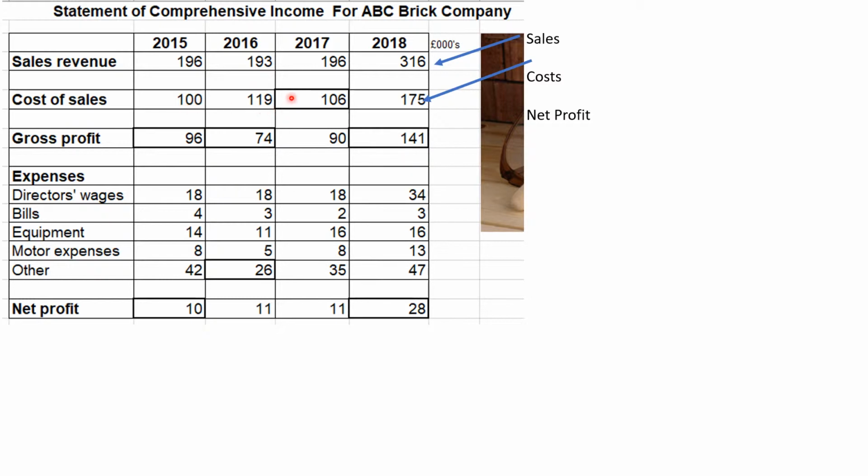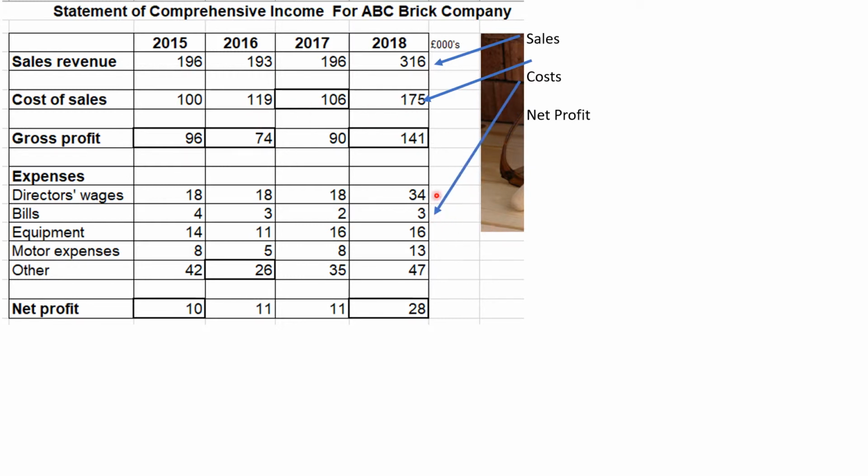Now, cost of sales went up in 2018, but that is because they're selling more. Remember, cost of sales relates to how much you have sold. So that's not a bad thing, it's a good thing. The only bad thing we have here is that in 2016, the cost of sales went up where the sales revenue went down. That could be a problem. It could mean that there was a temporary price increase of some of our goods. So that's what you need to look for when you're looking at your cost of sales.